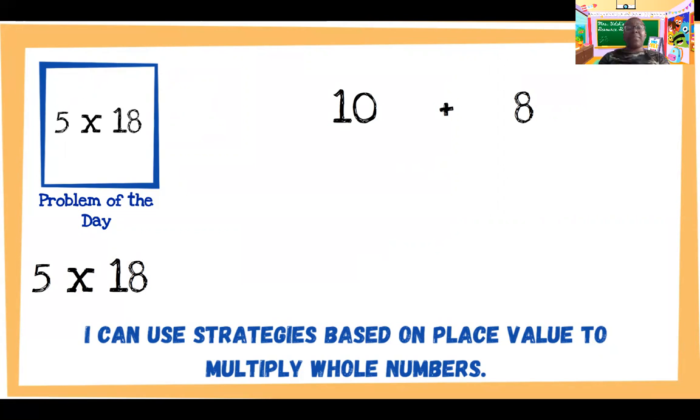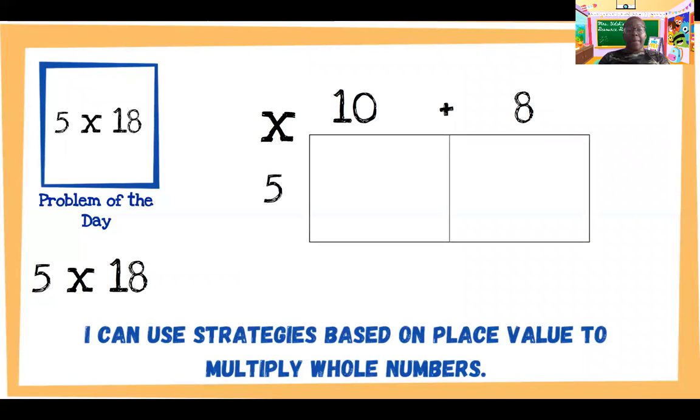So we're going to put 10 plus 8 at the top. And what are we going to put along our side? You guessed it, 5, because we are going to be multiplying 5 times 10 and 5 times 8 in order to figure out what 5 times 18 is. So let's begin. If I multiply 5 times 10, what do I get? That's right, I get 50. If I multiply 5 times 8, what do I get? You guessed it, 40.